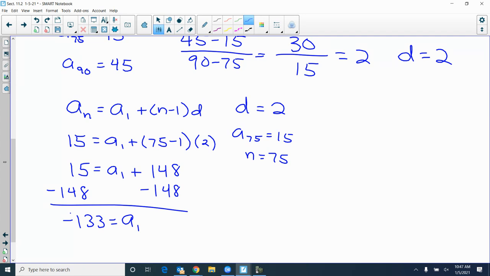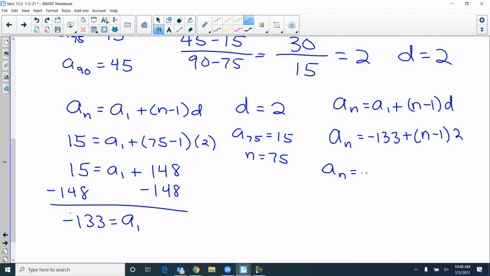I know my D, I know my first term, so now I can use the A sub n formula and come up with the final general term. It's got to have a 2n in it, and it will. I'm going to go back to A sub n equals the first term plus n minus 1 times D. I'm going to substitute everything in except for n. So A sub n is negative 133 plus n minus 1 times 2. What does that end up equaling? Negative 133 plus 2n minus 2, and this will be my final answer.